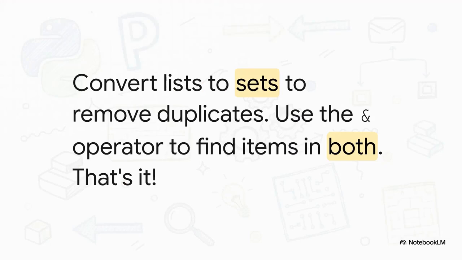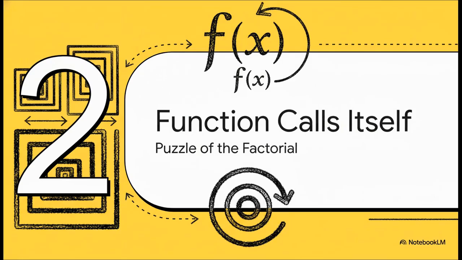And here is that elegance in action. Look at this. We just convert both of our lists into sets. Boom, the duplicates are gone. Then we use a single character, the ampersand, to find the intersection. That's the stuff they have in common. We turn that result back into a list and we're done. 3 lines. It's clean, it's fast, and it is perfectly Pythonic. All right, puzzle number 2.